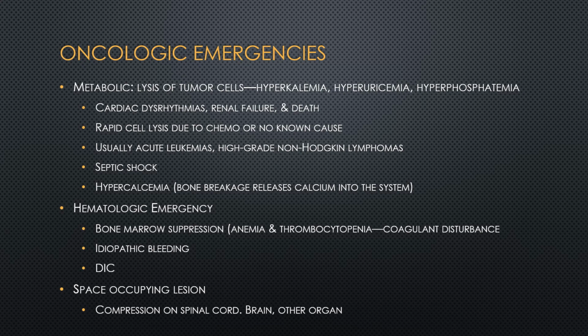Hematologic emergencies include bone marrow suppression, anemia, thrombocytopenia, coagulation disturbances, idiopathic bleeding, and DIC. Tumors are a space-occupying lesion, and so it will grow and start to compress the organ in that space. It's a limited amount of space, so that can happen in the spinal cord, the brain, and other organs.